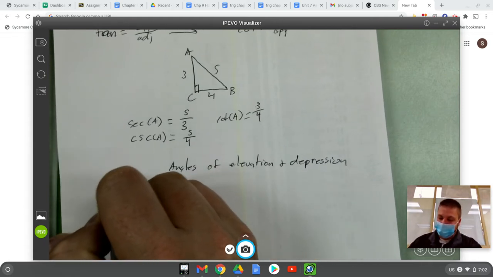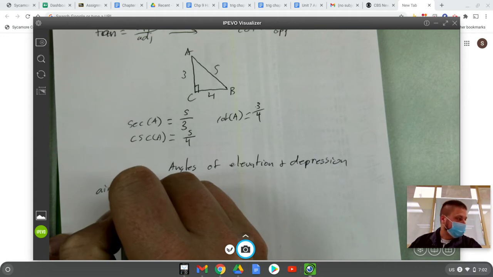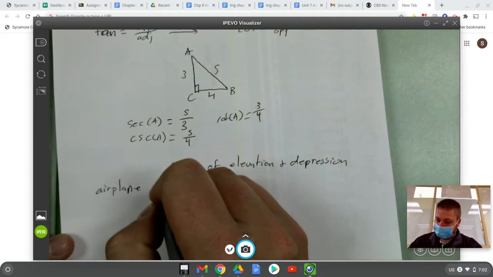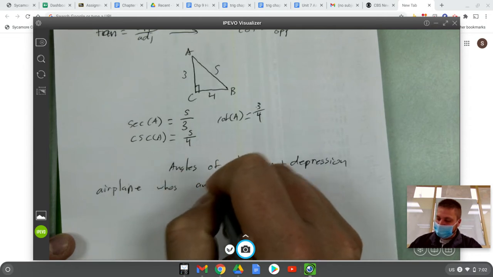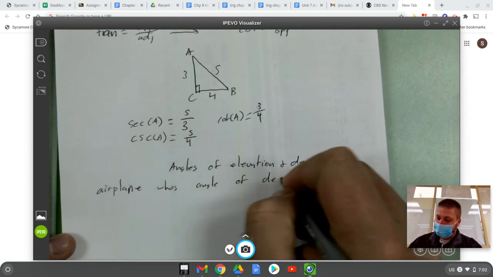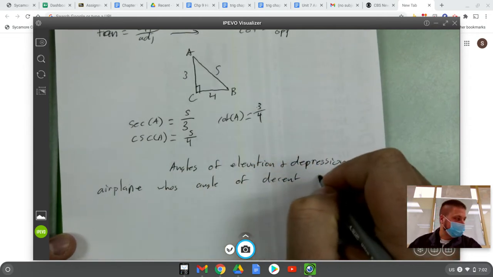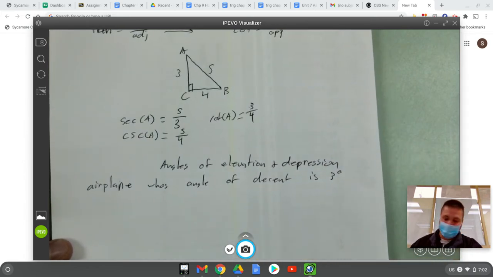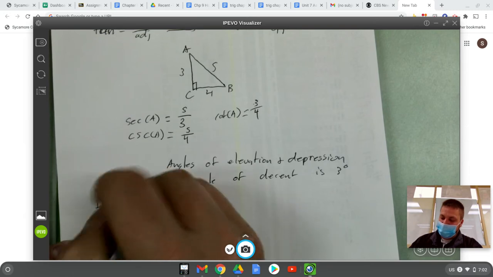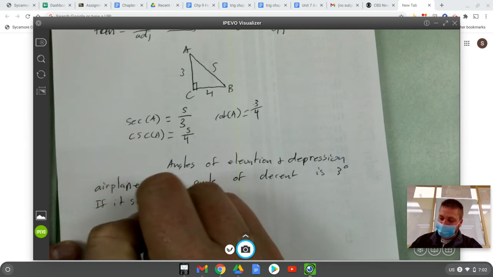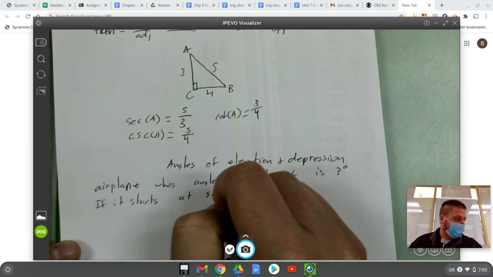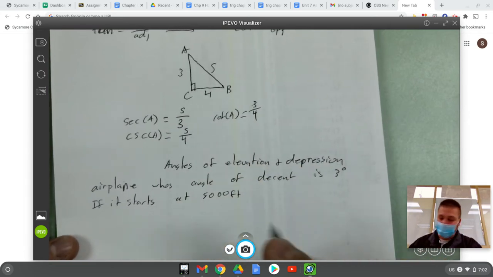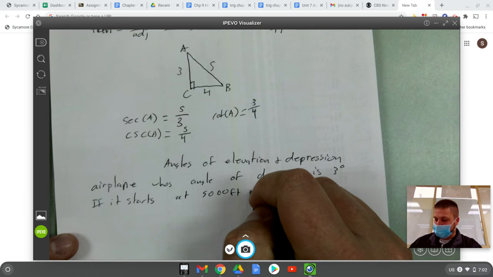There's an airplane whose angle of descent is 3 degrees. If it starts at 5,000 feet, what's the straight line distance to the airport?